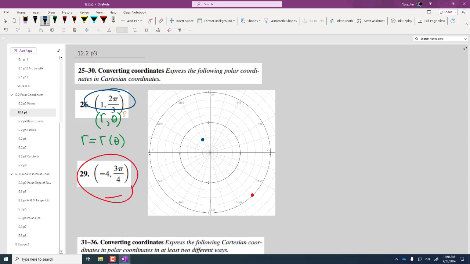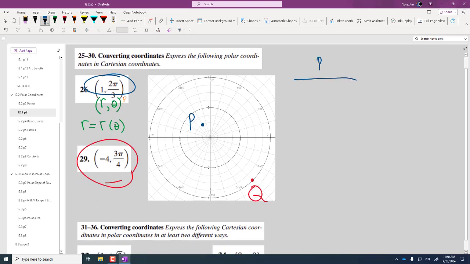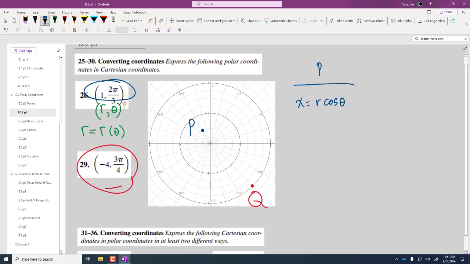Now if we want to convert these, let's use letters to represent the points. I'll call the blue one P and the red one Q. It's super easy to convert from polar over to Cartesian, because we have this equation for x and this equation for y. We just plug and chug. So x is r cosine theta: r is 1, cosine of 2 pi over 3, which is -1/2. And y is r sine theta: 1 times sine of 2 pi over 3, which is root 3 over 2. This one happens to be right on the unit circle.